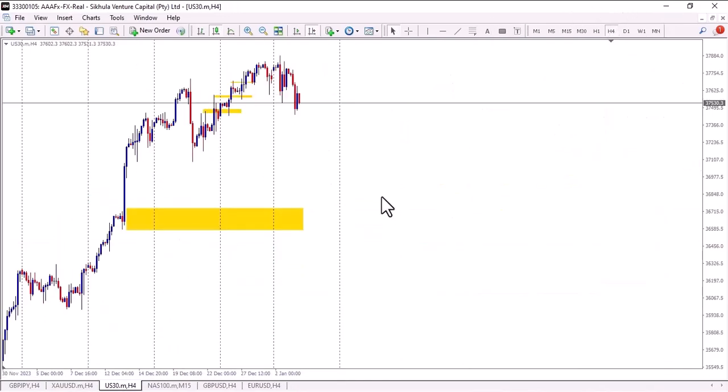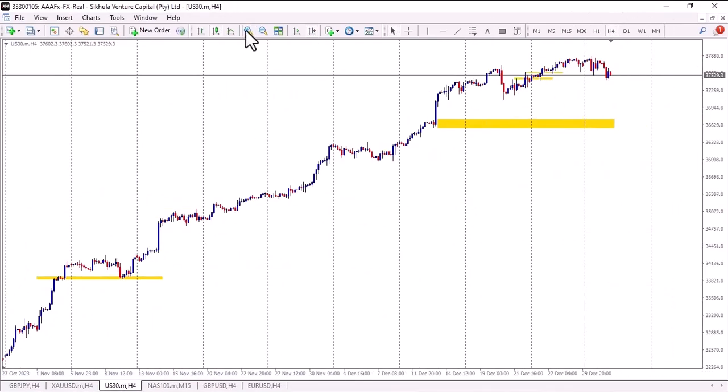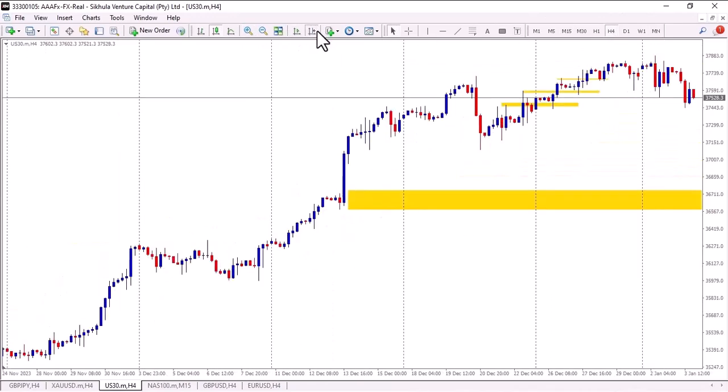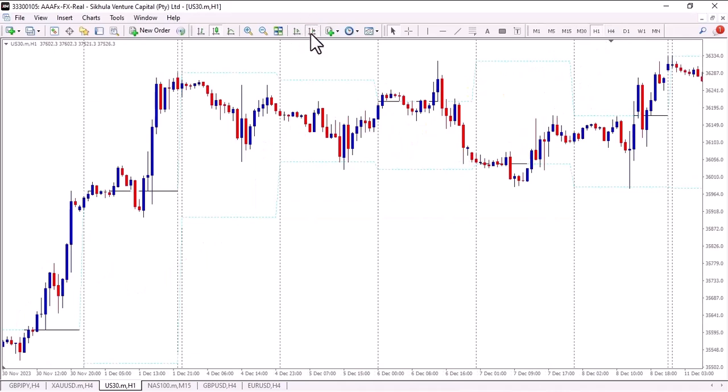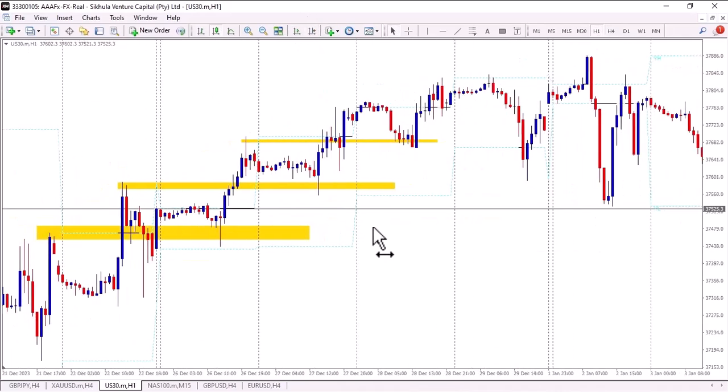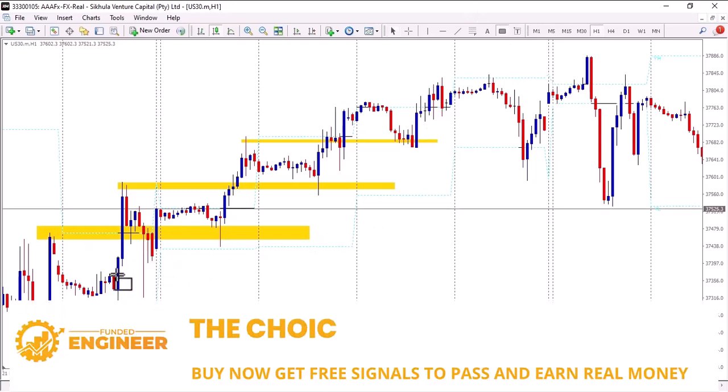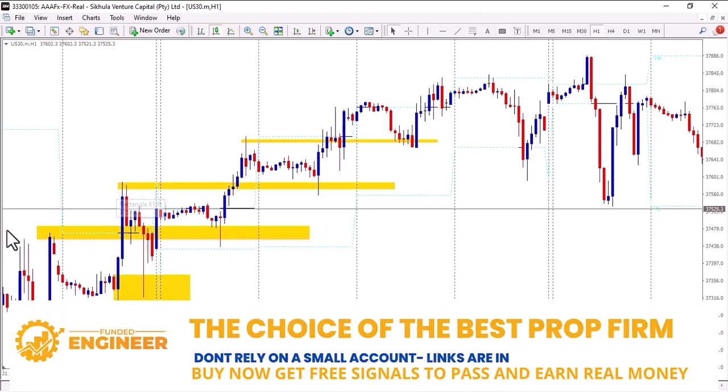So this is how you are reading market structure, and this is how you are combining market structure and supply and demand to come up with your trade ideas. So let's look at the next chart. This is the US 30, and let's go to the H1 so that you can see clearly what you are doing here.